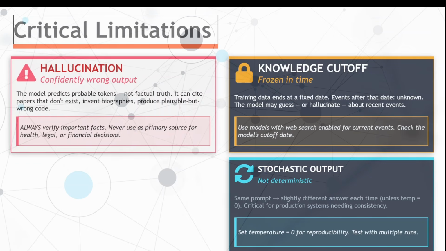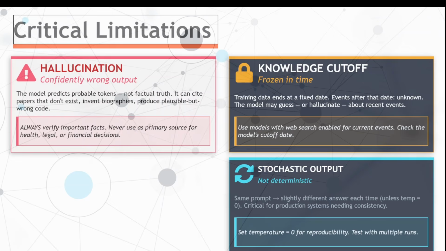If you run the same prompt 10 times, you might get 10 slightly different answers. For creative tasks, it's great. However, for precision tasks where you need deterministic output, you need to account for its variability.